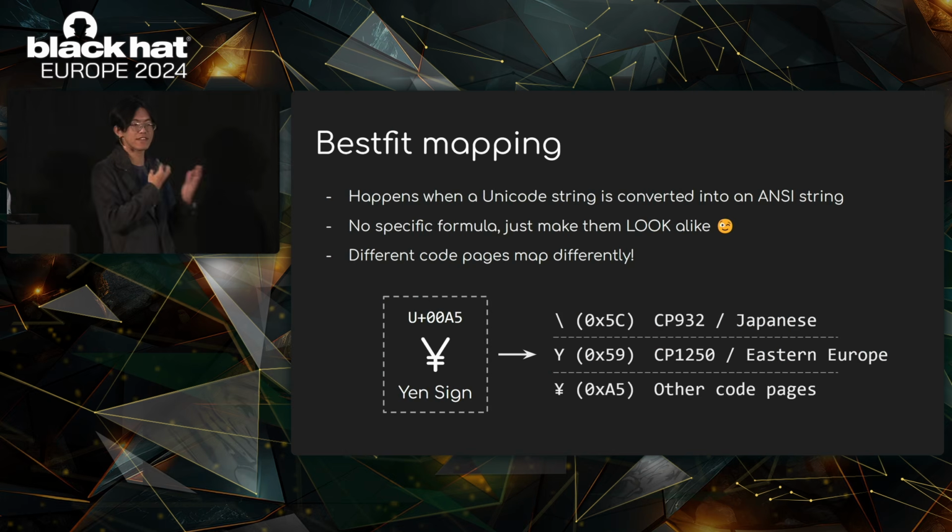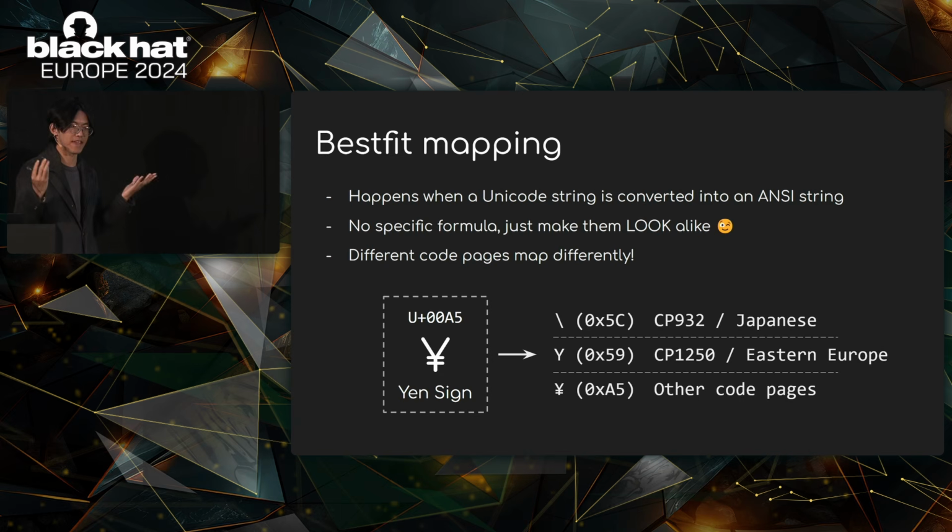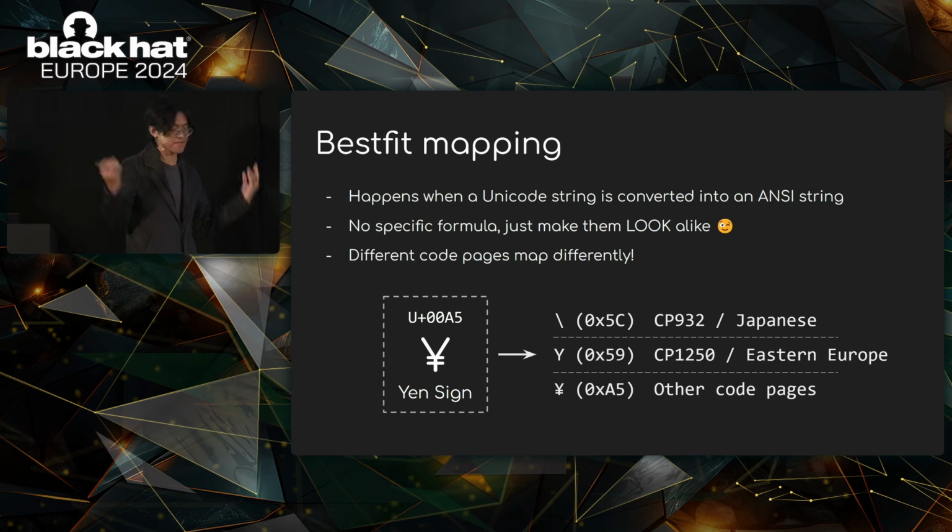So first, the best fit mapping happens when the Unicode string is converted into an ANSI string. Yeah, so that's what just happened. And there's no specific pattern or formula, so Microsoft just wants to make them look alike. Yep. So let's think, if the infinity sign looks like 8, okay, fine.